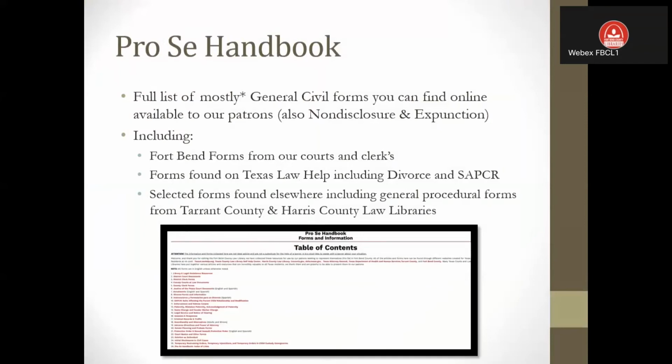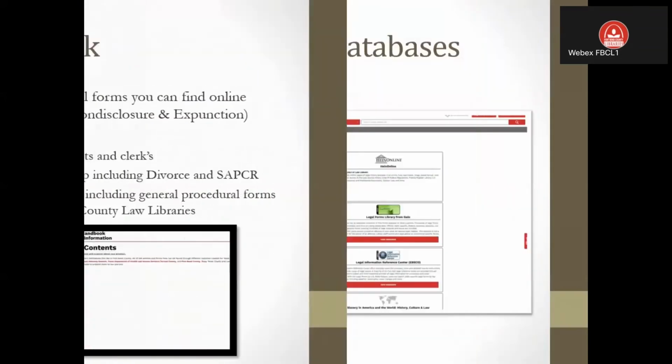But I've also included all the Fort Bend County forms that you can find, and then additional things from other websites, including Tarrant County and Harris County, that you can find in one spot. So the first 5 or 6 sections are generally Fort Bend specific. And then the other forms are going to be more general Texas forms and information that you have access to. And I'm adding to it all the time. So it's kind of an ever expanding resource that we offer to our patrons that you can look up online.